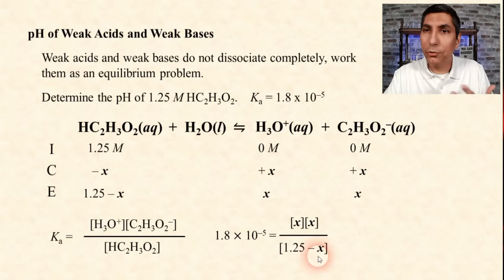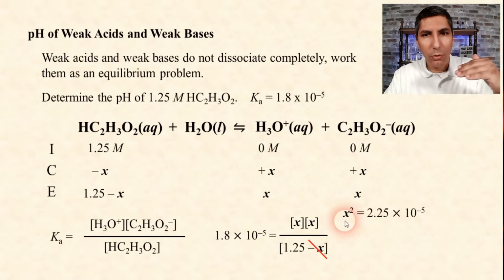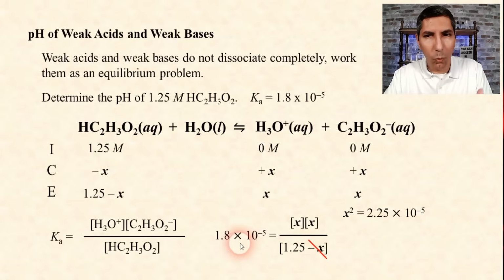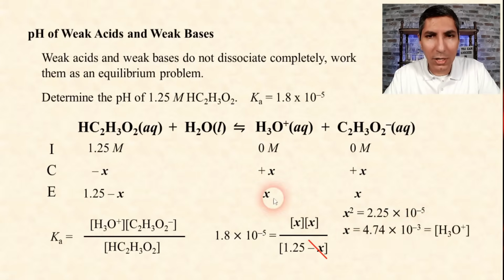Now, a little mathematical trick that we do often in these problems is when we realize that this is a small equilibrium constant, we're going to go ahead and ignore the minus x there to make our math a little bit easier. And we can cross multiply, and you find that x squared equals 1.25 times 1.8 times 10 to the negative fifth, which is x squared equals 2.25 times 10 to the negative fifth. Take the square root, and x, which is equal to the hydronium ion concentration, is 4.74 times 10 to the negative third moles per liter.